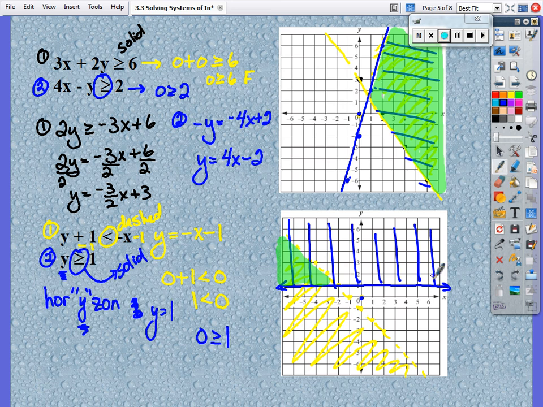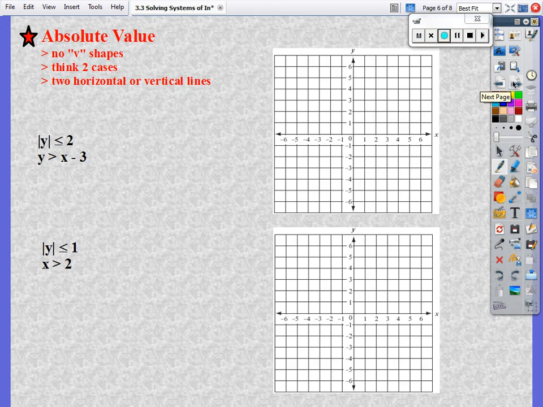So unlike systems of equations where you actually get an answer, here the graph is going to be the answer. We can't necessarily identify the shaded region algebraically, we just say it's bounded by those two inequalities. Let's take a look at a couple of weird ones here.